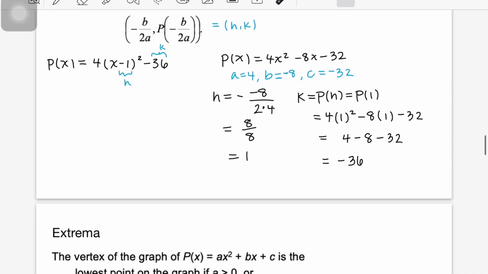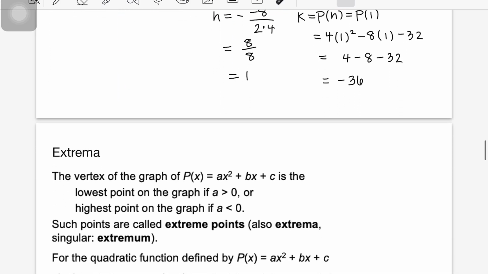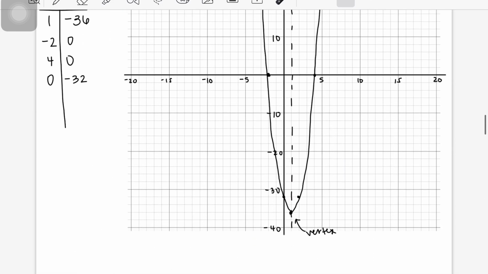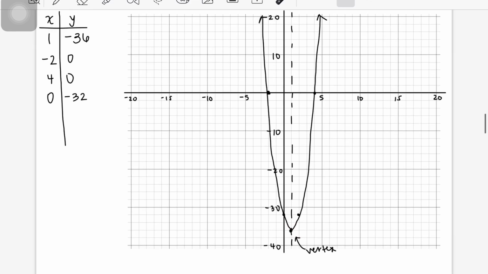So the next thing we're going to look at is extrema. The vertex of our quadratic function is going to be the lowest point on the graph if a is greater than 0, or the highest point on the graph if a is less than 0. Like we saw in this last example, this vertex would be the lowest point on our graph, and in this case we saw that a was greater than 0.